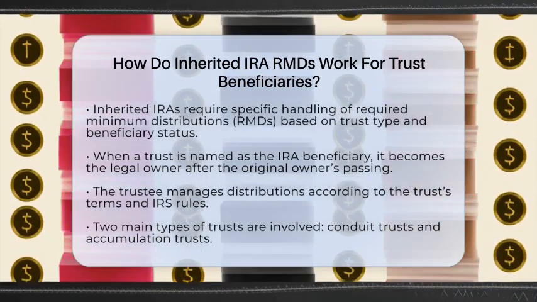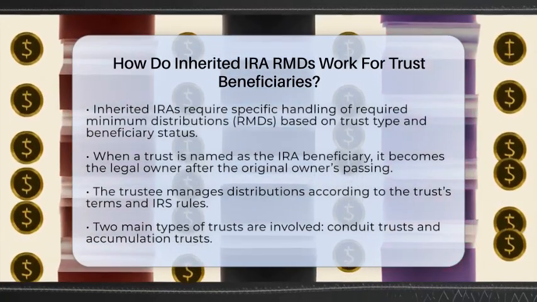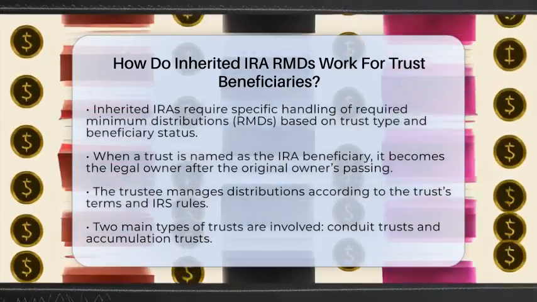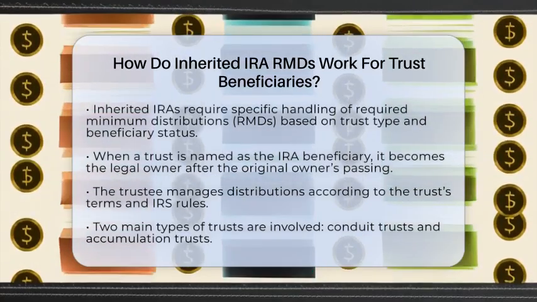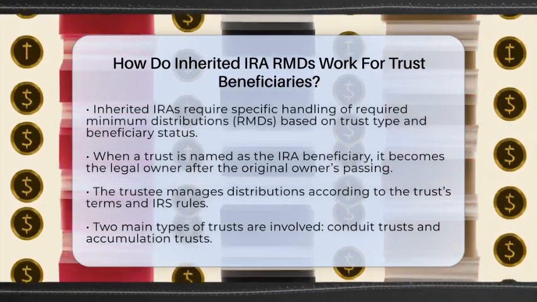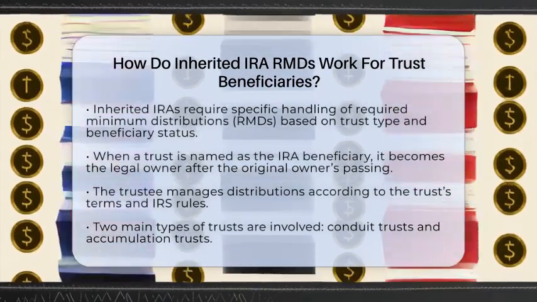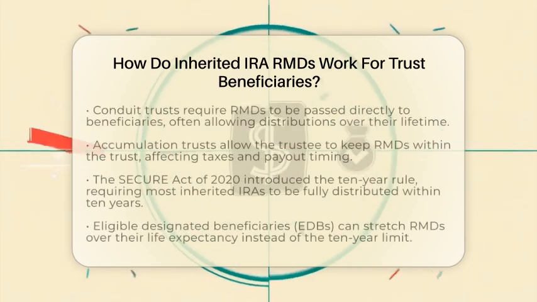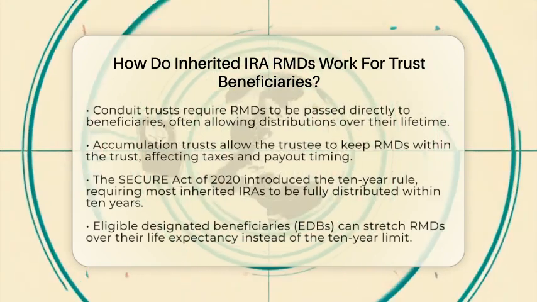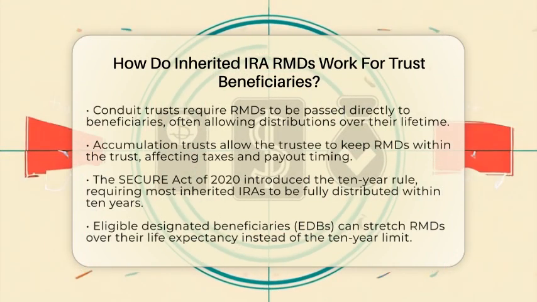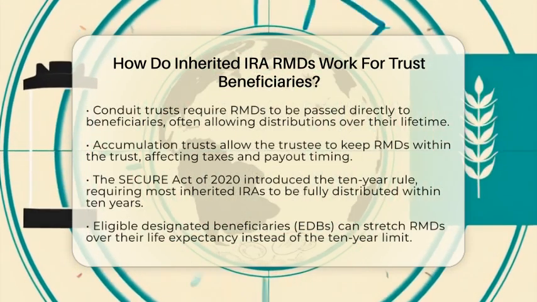A conduit trust requires the trustee to pass all RMDs directly to the trust beneficiaries. These distributions are based on the life expectancy of the beneficiaries, often a minor child or someone with a disability. This setup allows the RMDs to stretch over the beneficiary's lifetime, which can help reduce taxes and keep the money growing longer. The second type is an accumulation trust.